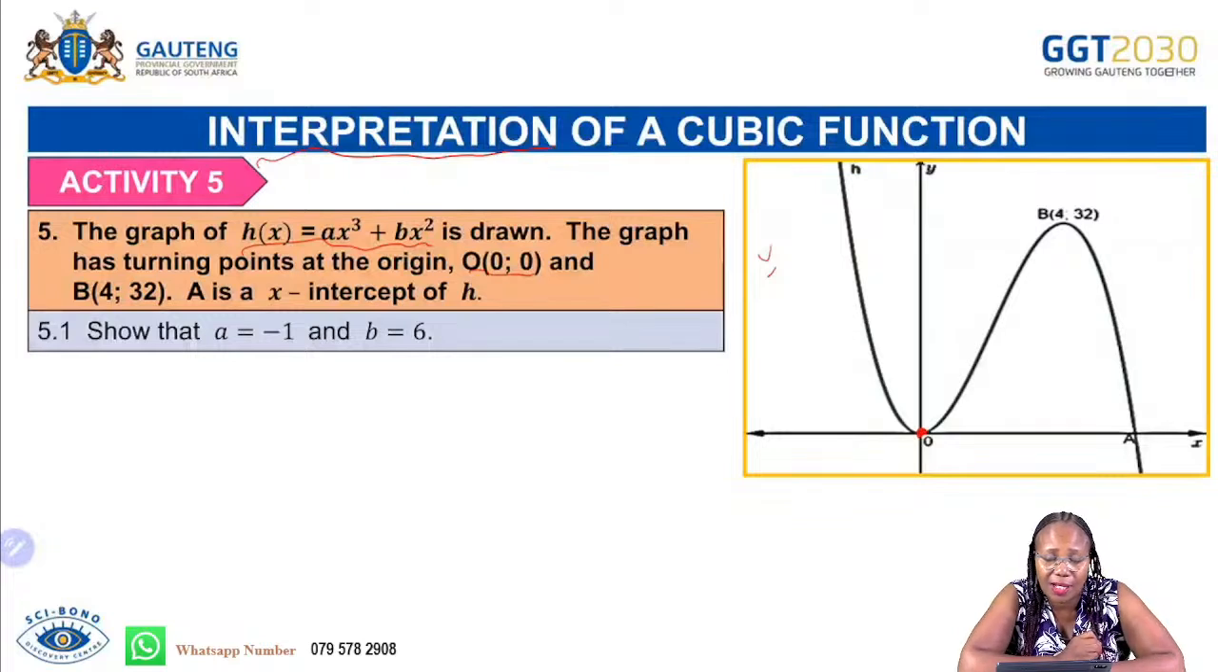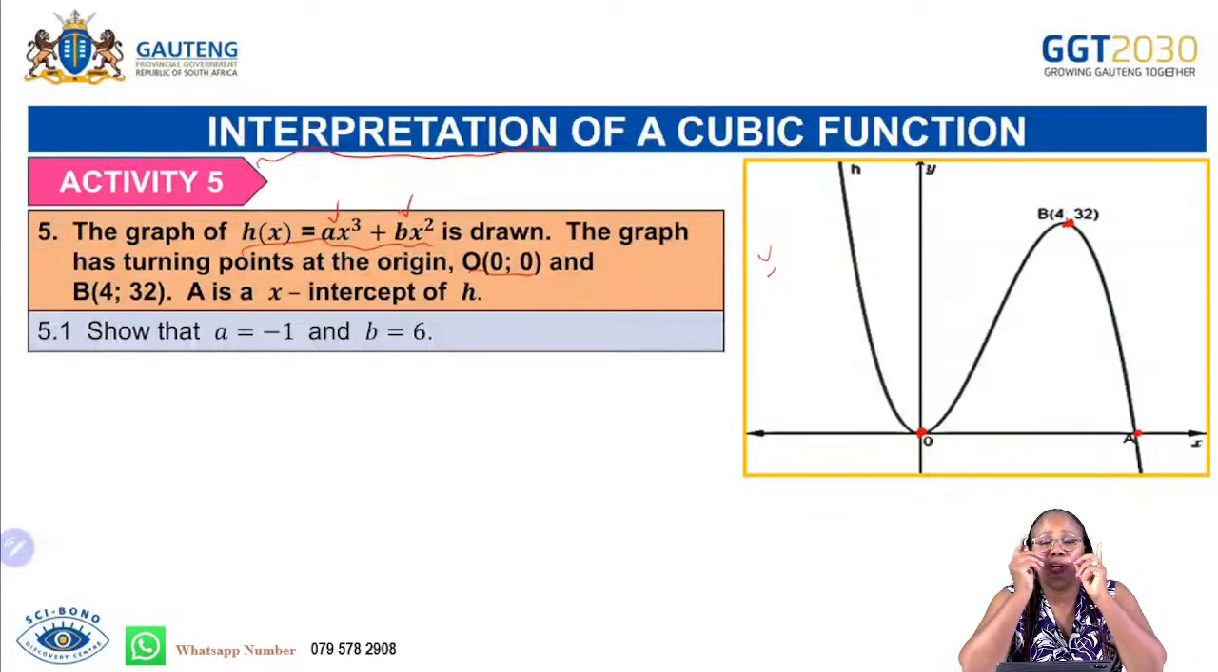Can you see? The intercept is also a turning point. And then it is having another stationary point at B, this point here, of which is (4; 32). And A is an x-intercept. A is that point there. We don't have values for that point. Okay. And then now they say show that a is -1 and b is equal to 6.